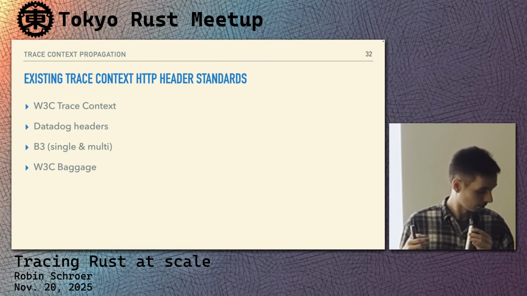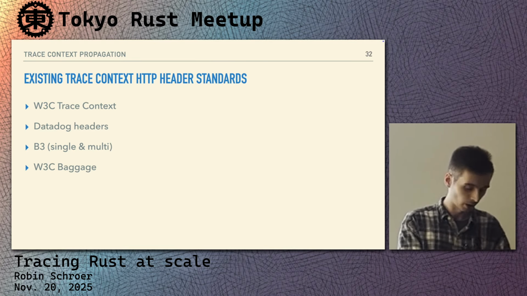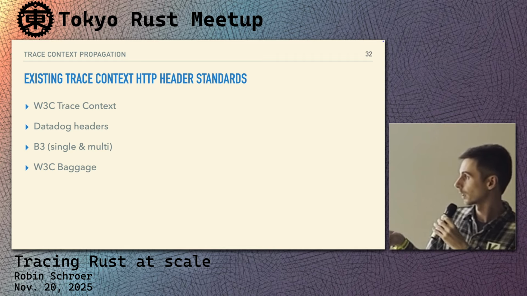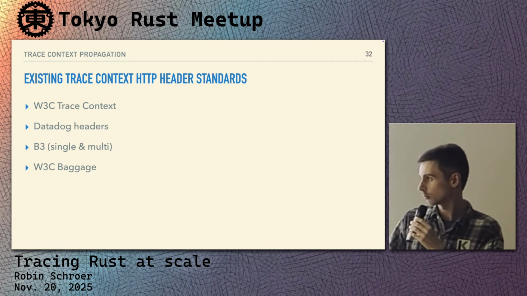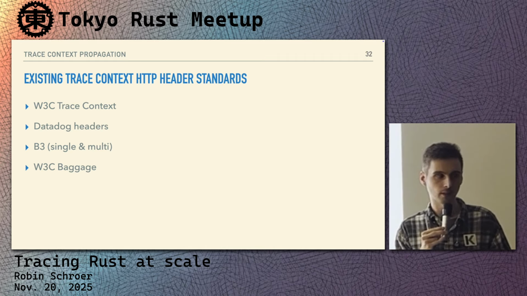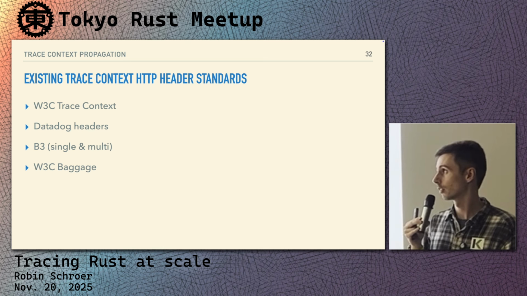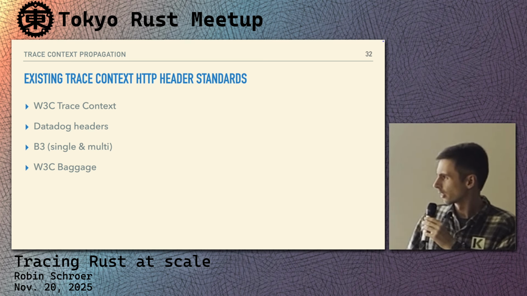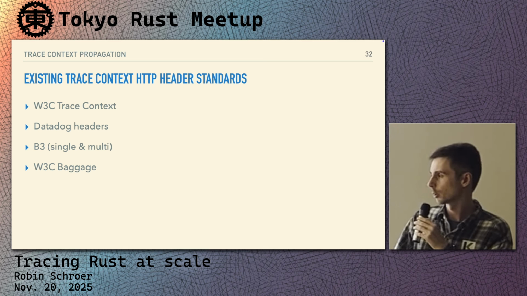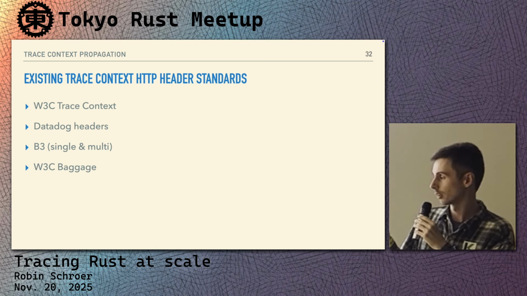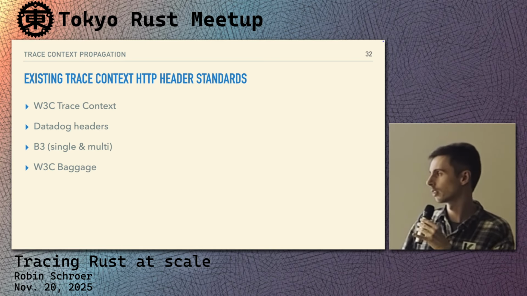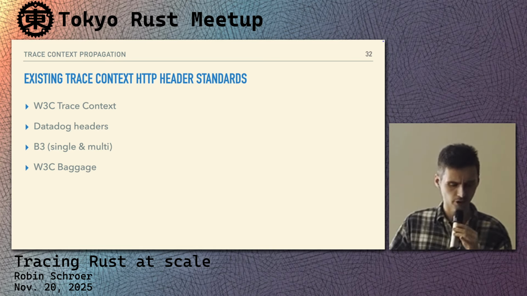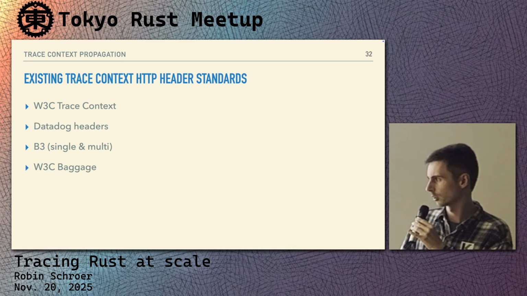So when we talk about HTTP, there's four big standards to use HTTP headers to inject trace context. Only the first two are really important, the W3C trace context and the Datadog specific headers. B3 has several variants. There's a single header and a multi-header version. It's coming from the OpenZipkin project, I believe. And there's also W3C baggage, which I haven't really seen used.